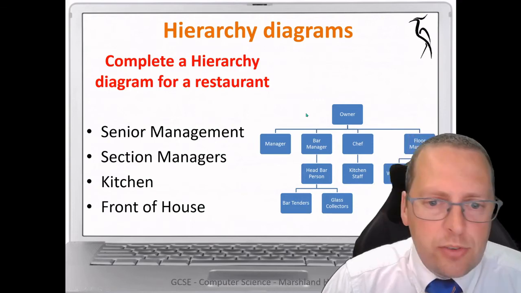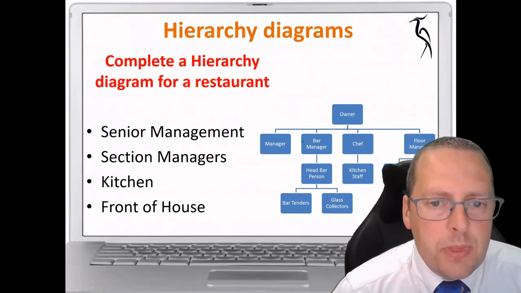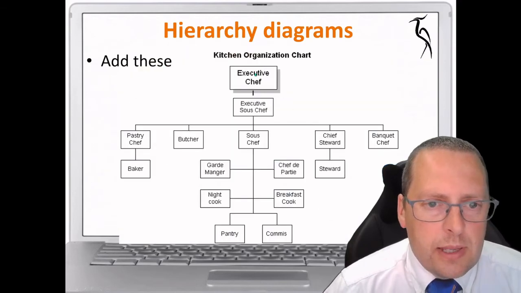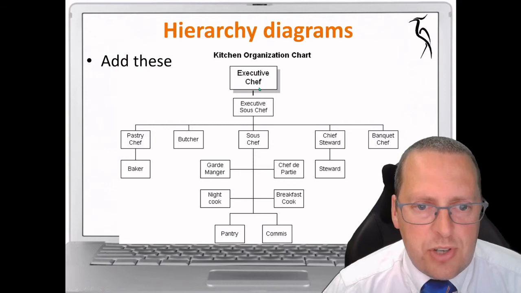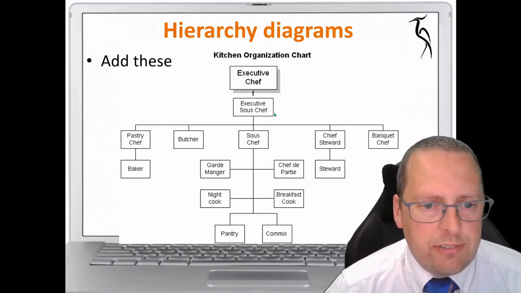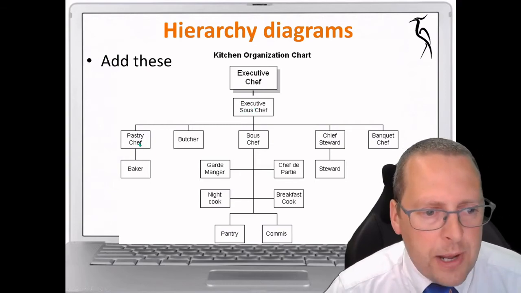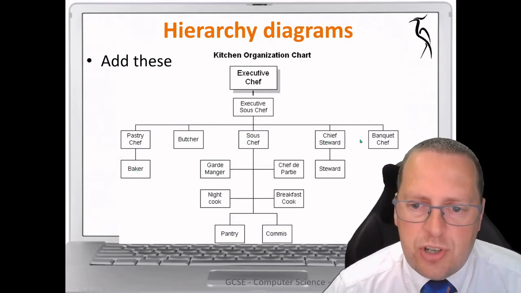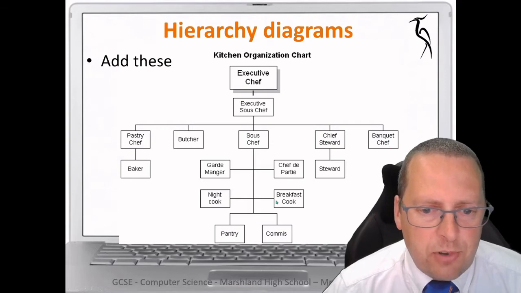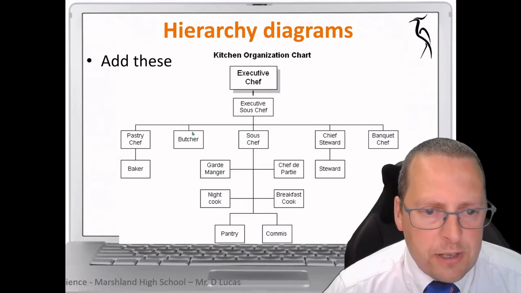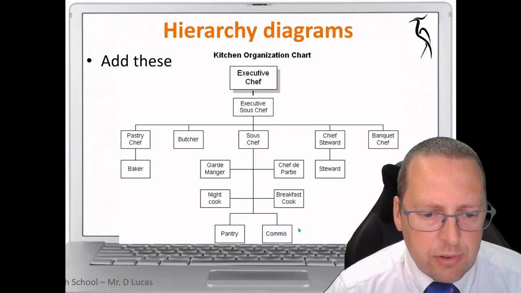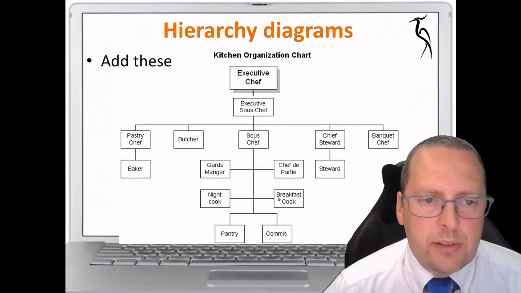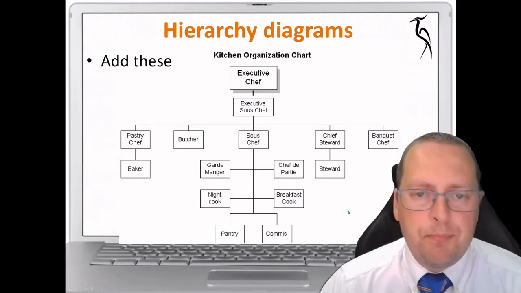Just to show you one more example, and here we have another hierarchy. So here another kitchen organisation, so executive chef with executive sous chef, so it's a bit more of a posh restaurant. We've got a pastry chef with a baker, a butcher, sous chef, a chief steward and a banquet chef. So we've got lots of different very fancy people working in this fancy restaurant. So that's how it is structured and how it all works. So you can create your hierarchy diagram.